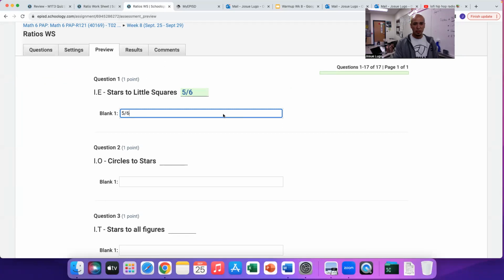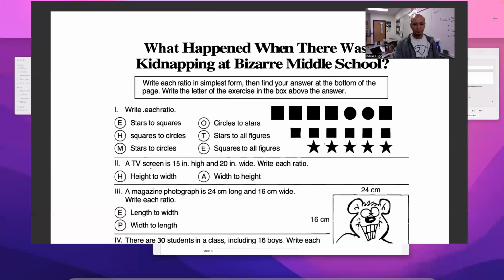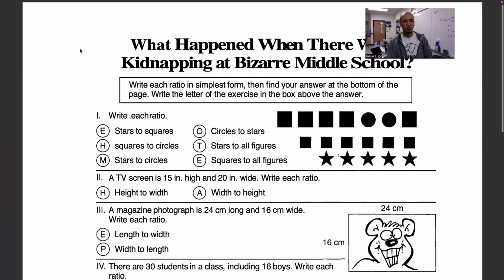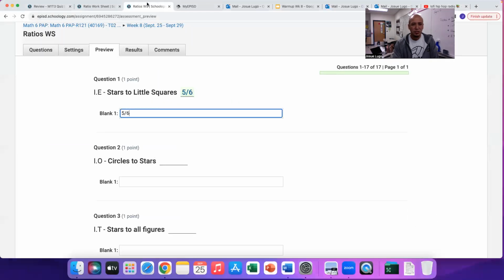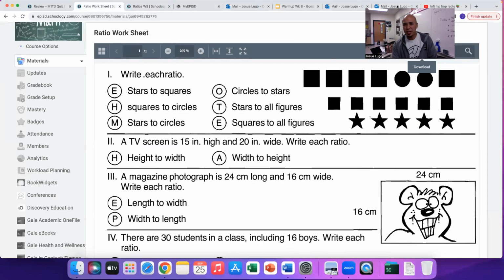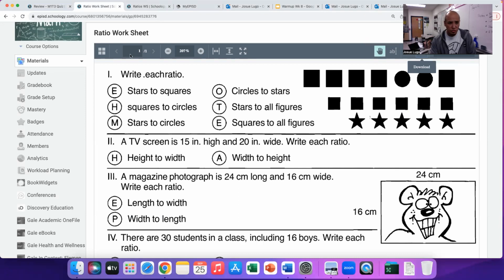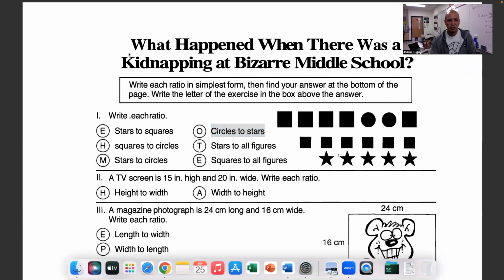Okay, let's try a different one. Let's suppose that we have, let's try this one, circles to stars. So again, the first thing we want to do, ladies and gentlemen, is write down the ratio in words, circles to stars. And actually, before we do that, let me just check something really quick. Yes, circles to stars. And here, ladies and gentlemen, I can see that I have 2 circles. So I have 2 circles. Sorry, let me fix that. Okay, there we go. All right, so we have 2 circles.